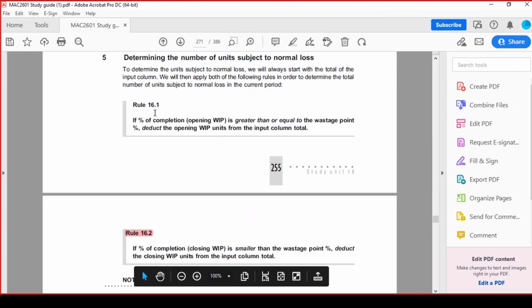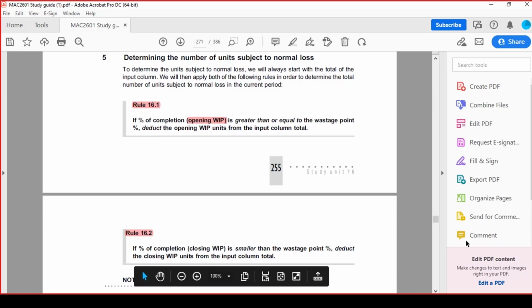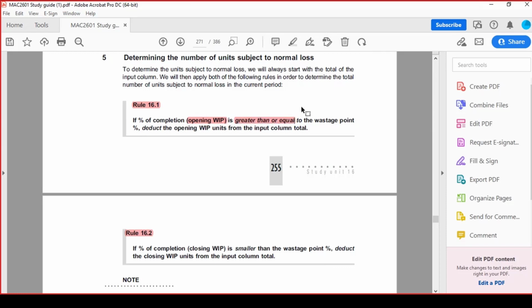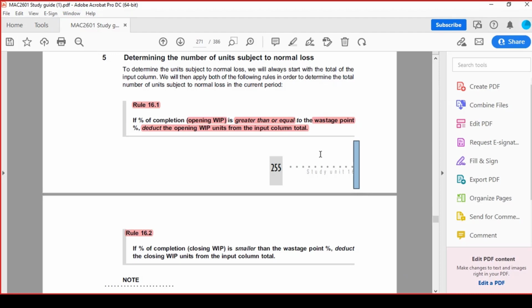Okay, rule number 1, in terms of determining the number of units subject to normal loss. These are the rules for the valuation method, first in, first out. It says, if the percentage of completion for your opening WIP, maybe it's 65 or 75%, so your opening WIP within your current process will be 75% complete, if that percentage is greater than or equal to the wastage point, you then deduct the opening WIP from your input total. Too much English. So what is it saying? It's saying if there's a timeline, I'm just drawing it here. I can't draw, sorry about that.